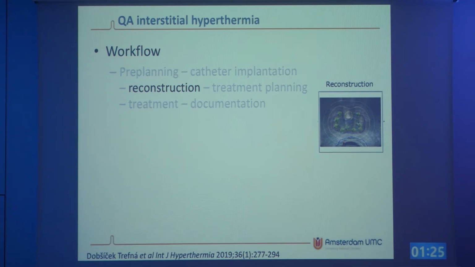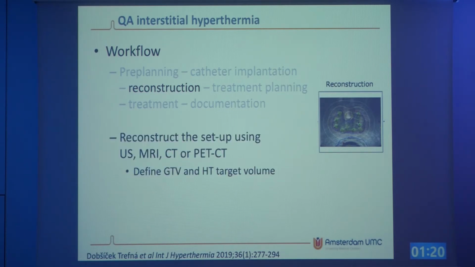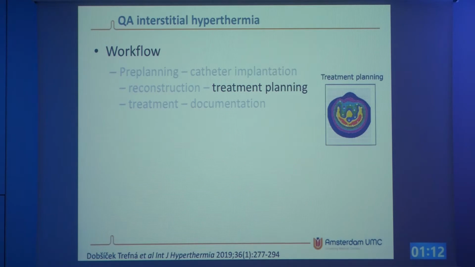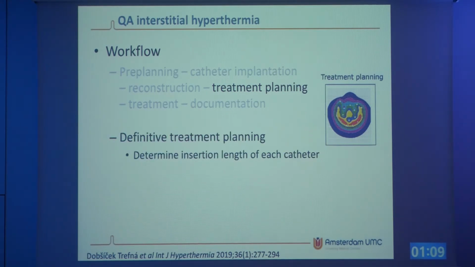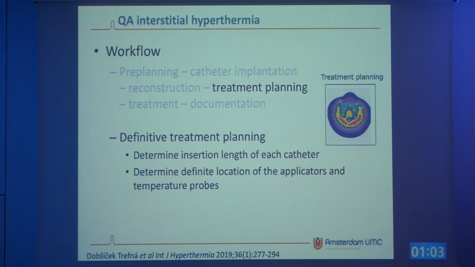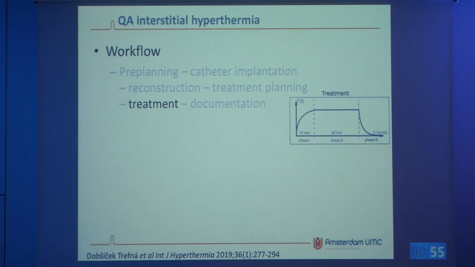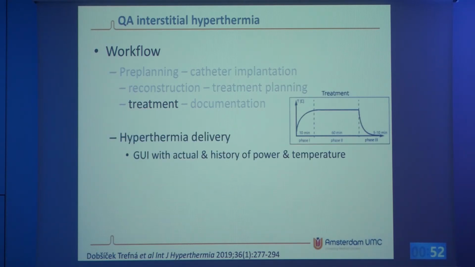Then you reconstruct using, for instance, CT, possibly MRI or ultrasound, and you determine the GTV and the target volume. Treatment planning: you have to determine insertion length and position of each catheter, and the location of the applicators and the thermometry probes. Steering parameters, and then you start your treatment. And as said before, the treatment should have a duration of 60 minutes, preferably.